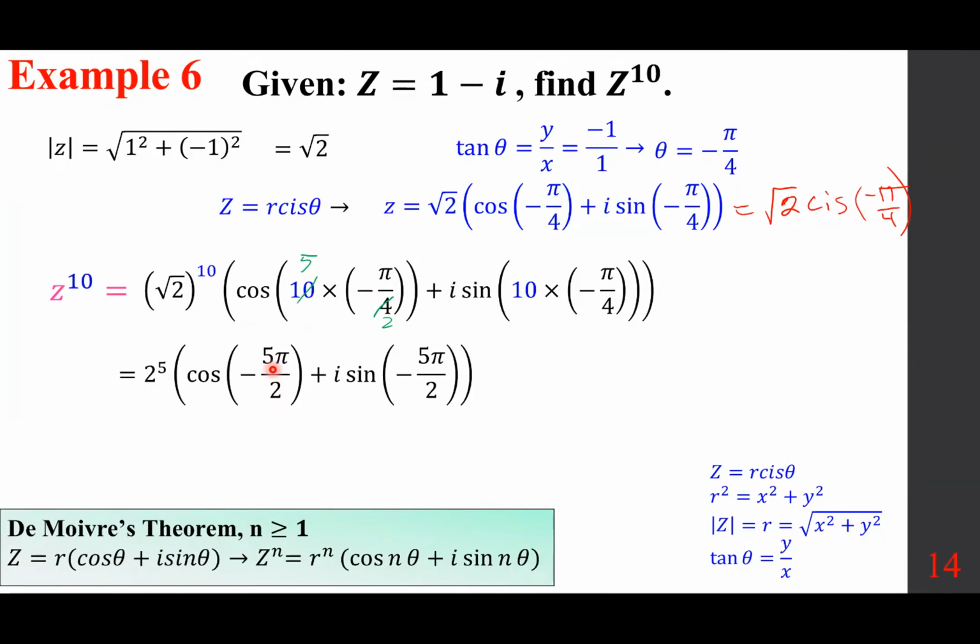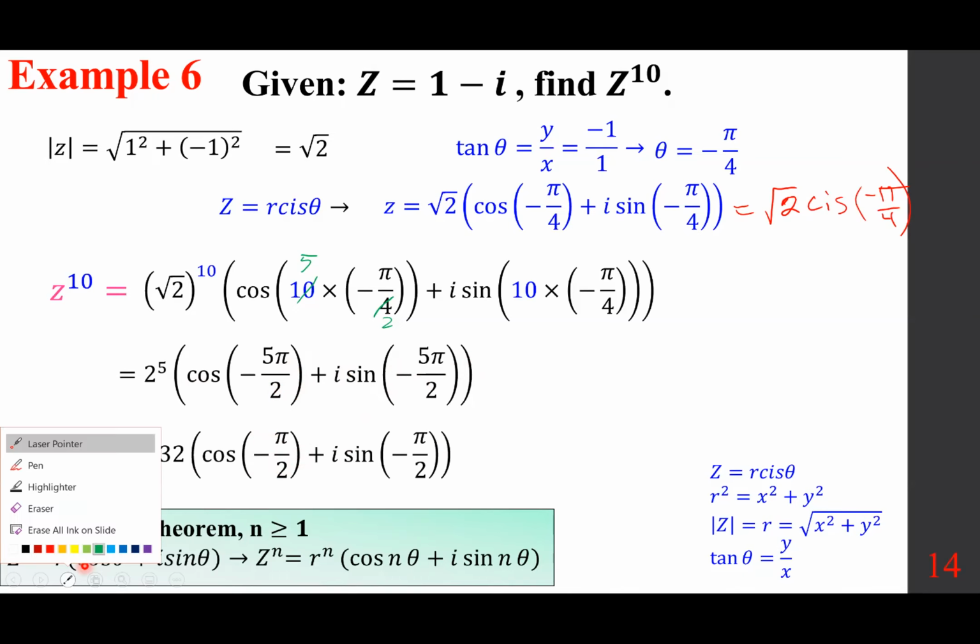And since it's minus 5 pi over 2, if I add 2 pi, it becomes minus pi over 2. You don't have to do that because you can even evaluate it right here. But if I add 2 pi, it makes no difference, it gives you the same location. So it's cosine of minus pi over 2 plus I sine of minus pi over 2.